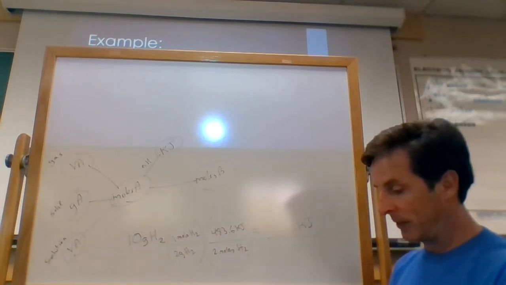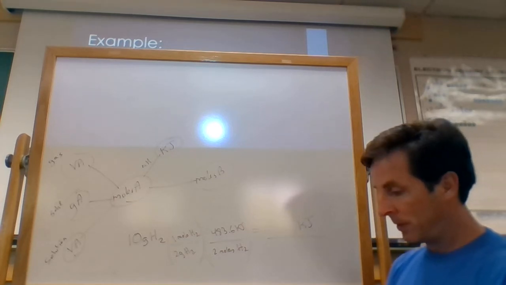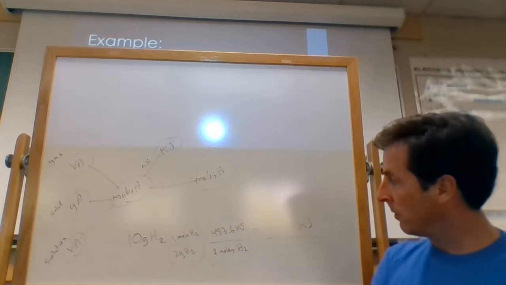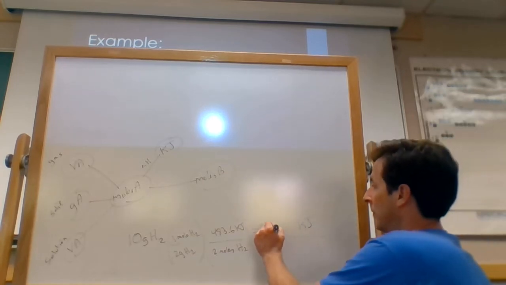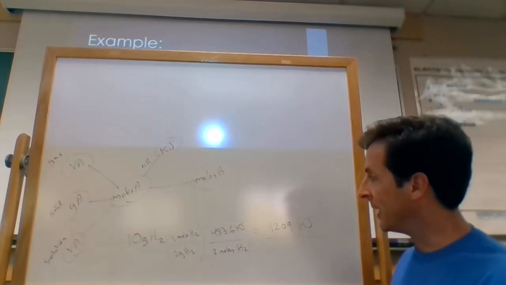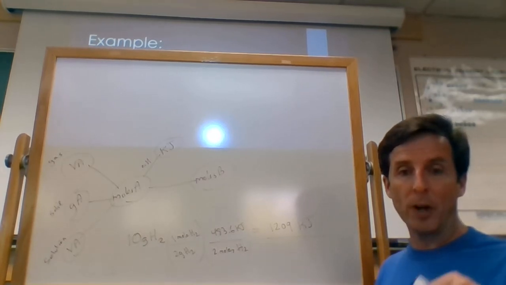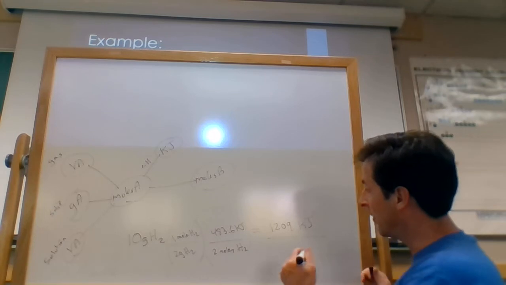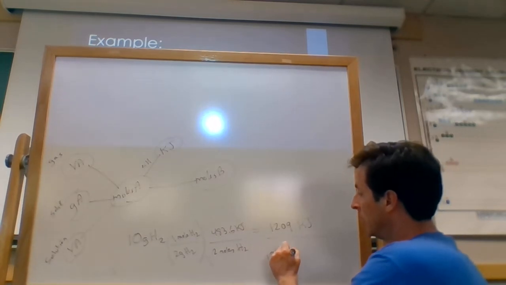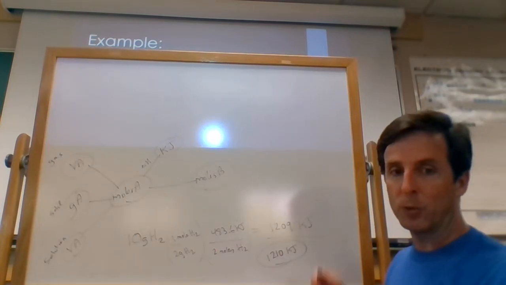At this point, if I calculate 10 divided by 2 times 483.6, and then divided by 2 again, I got 1209 as my value. The 10 grams was given with 3 sig figs, actually 10.0 in the question. So I probably should round this to 1210 kilojoules. That's 3 sig figs, so that's probably a better answer than 1209.